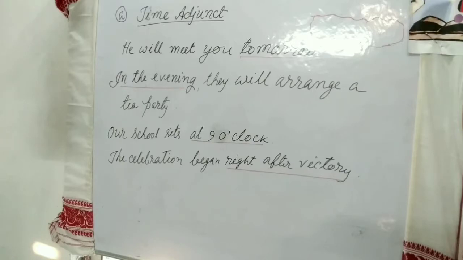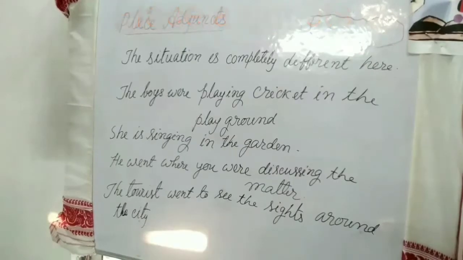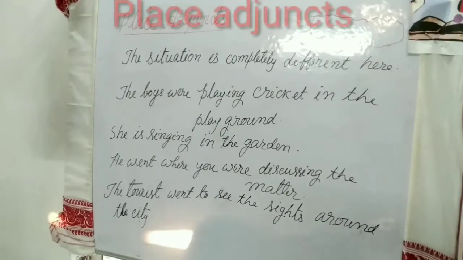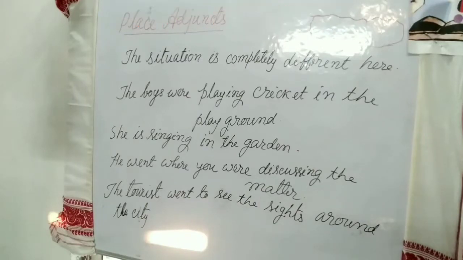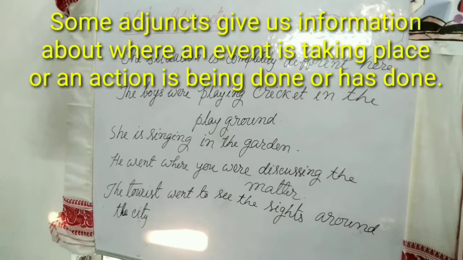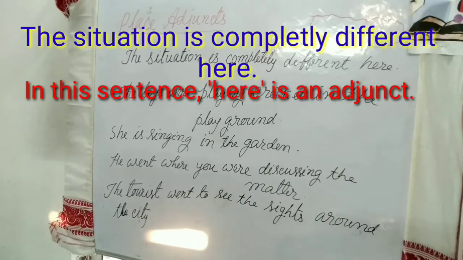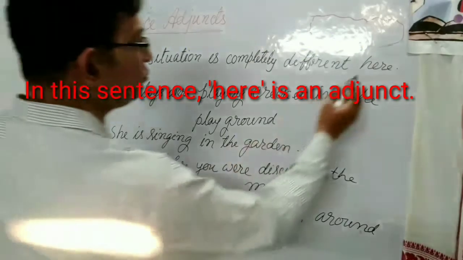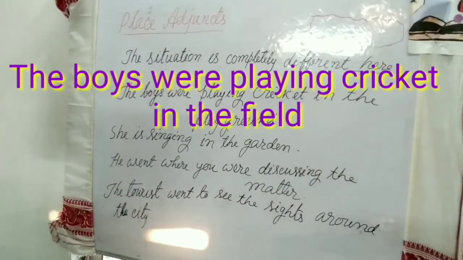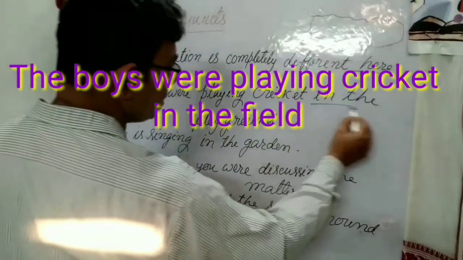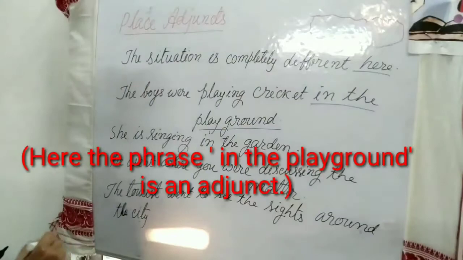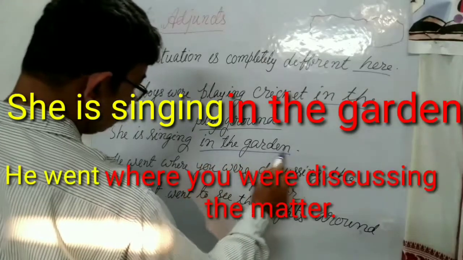Now let's come to the next type of adjunct, which is place adjunct. Some adjuncts add information about where an event is taking place. Here are some sentences. The situation is completely different here. Here is an adjunct. Similarly, the boys were playing cricket in the playground. It is the place of the event. She is singing in the garden. Where is she singing? In the garden. The place is mentioned here by this phrase.